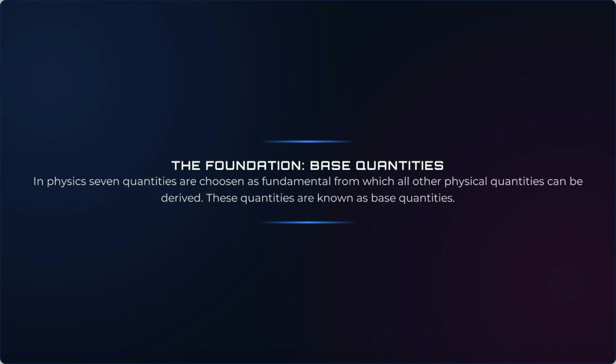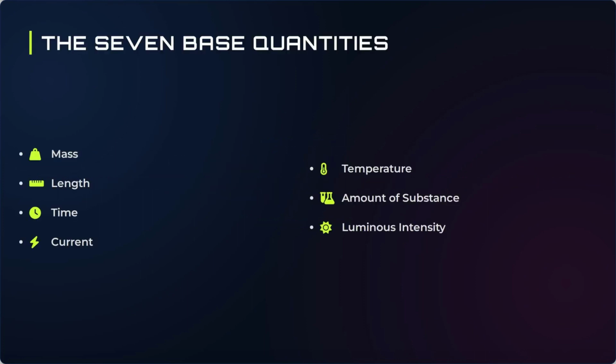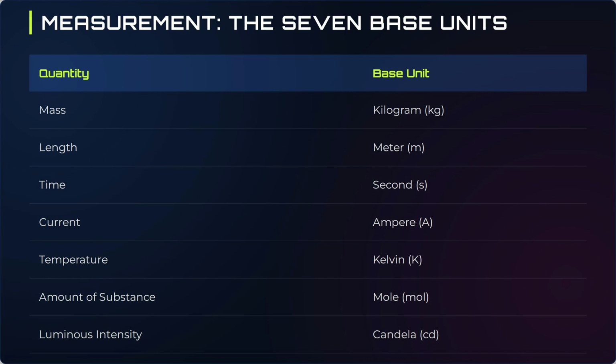These quantities are known as base quantities, which are named as mass, time, length, current, temperature, amount of substance and luminous intensity. The units used for the measurement of these quantities are known as base units. They are also 7 in number. Kilogram for mass, meter for length, second for time, ampere for current, Kelvin for temperature, mole for amount of substance and candela for luminous intensity.